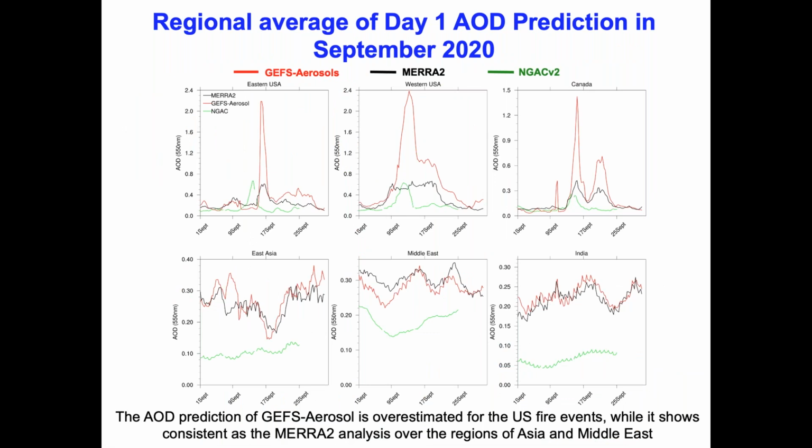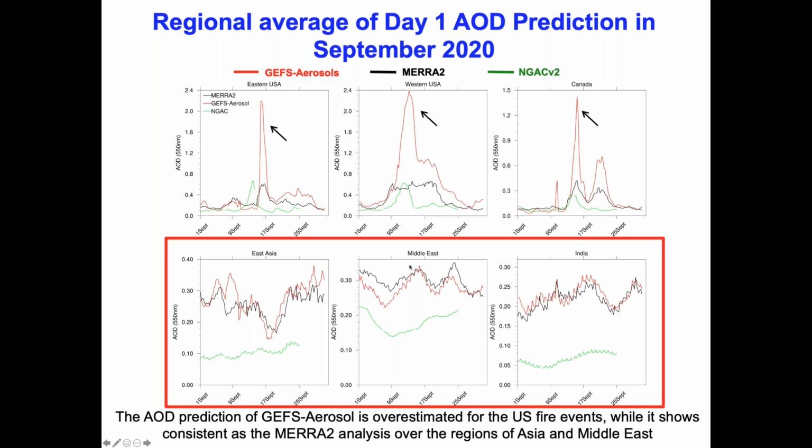Other than this direct comparison with the AERONET data, we know that there were several big fire events from summer to fall in the United States last year, such as in California and Colorado, which also had an important impact on local air quality. Here we did some regional averaging of the AOD predicted by GEFS-Aerosols and NGAC versus the analysis data. We can see that the GEFS-Aerosols prediction is overestimated for the United States fire event over North America, see here and here. But when we compare with other areas such as Eastern Asia, the Middle East, and India, the GEFS-Aerosols variation matches the analysis. It's pretty good, even overlapping. So why does it overpredict the United States fires?